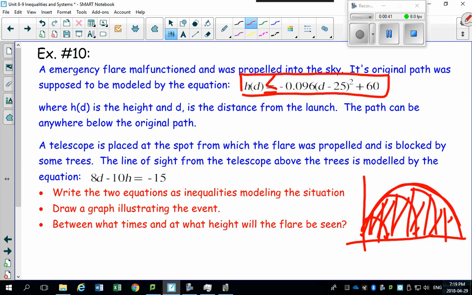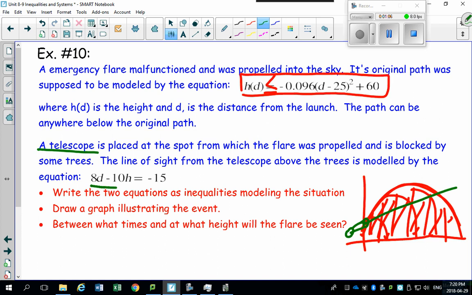Now, take a look at this. A telescope was placed right here. A telescope was placed at the spot at which the flare was propelled. So there's my telescope right here looking at this flare. And this guy, unfortunately, because of a set of trees, only has a line of sight that is going to be like that. Okay, so we got to solve this thing.